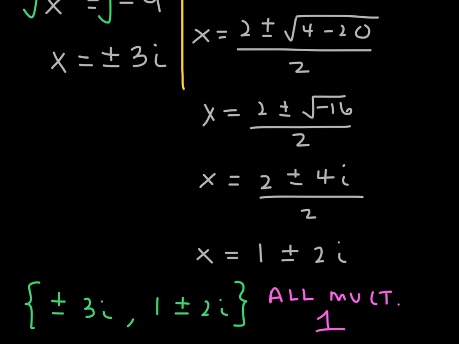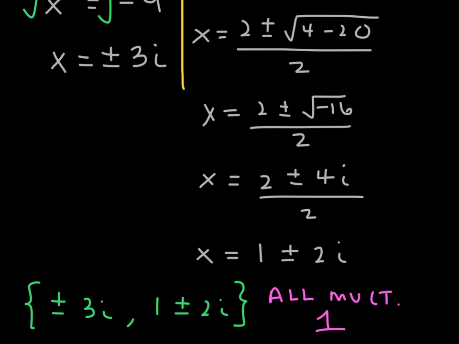I want to make sure that you understand what your four distinct zeros are. One of them is positive 3i. The other one is negative 3i. Another one is 1 plus 2i, and then finally 1 minus 2i. Those are 4 zeros, and remember our function is degree 4. So there's 4 distinct zeros, 4 different zeros.